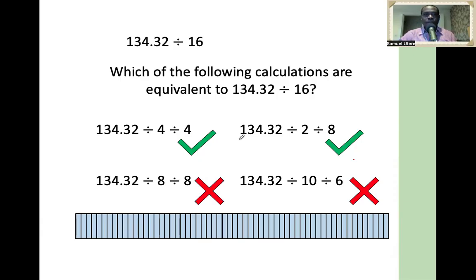So when you're given a calculation like this, to summarize, you can split it into 2 steps. First, you do 132.32 divided by 4. You write the answer that you get on the side, and you take that answer and you divide it by 4 again. Or you could do 134.32 divided by 2. You write that answer on the side, and then you take the answer that you get and divide it by 8.